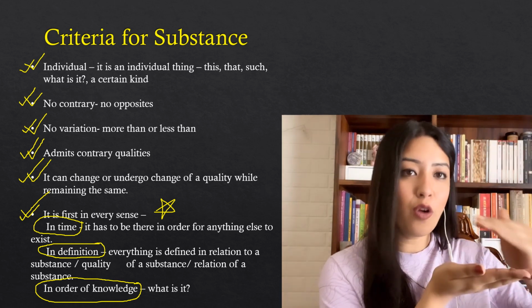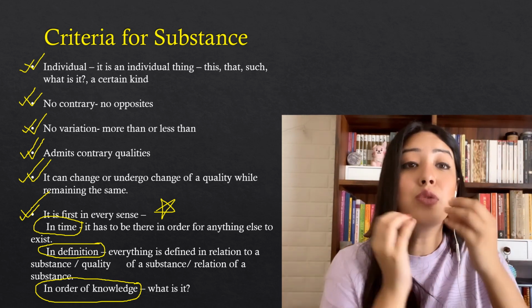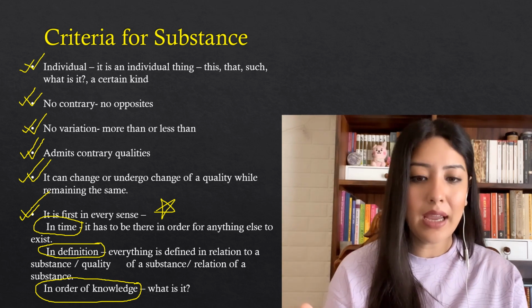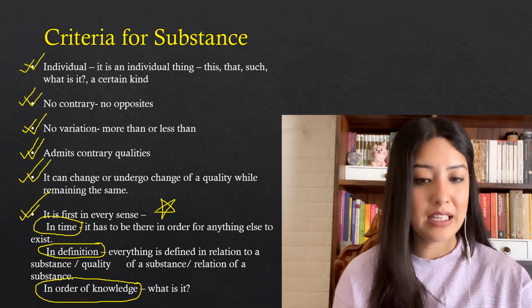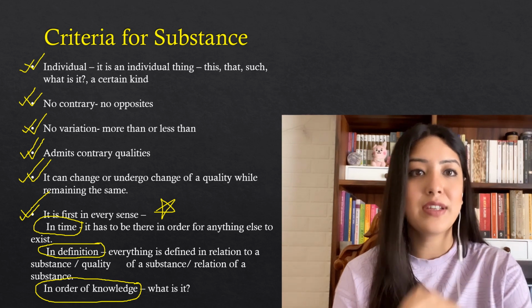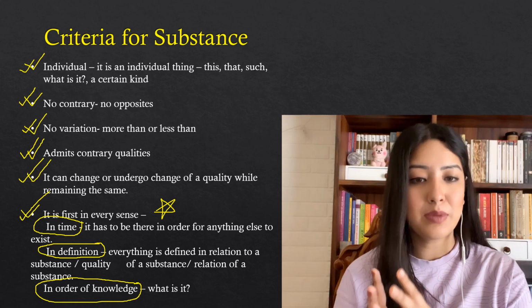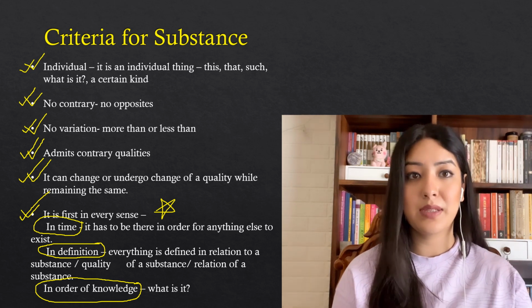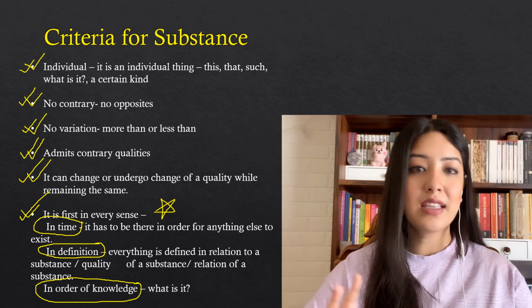So in order of knowledge also, substance comes first. You need to know the thing that you're actually talking about. What is it? So I hope this is very clear. It is the first in every sense, okay? Primacy of a substance, and these are the criteria for substances to identify what substance is. So I think this is very clear.